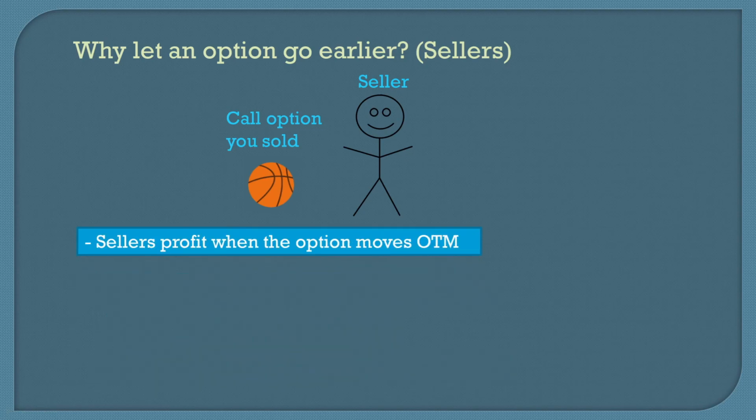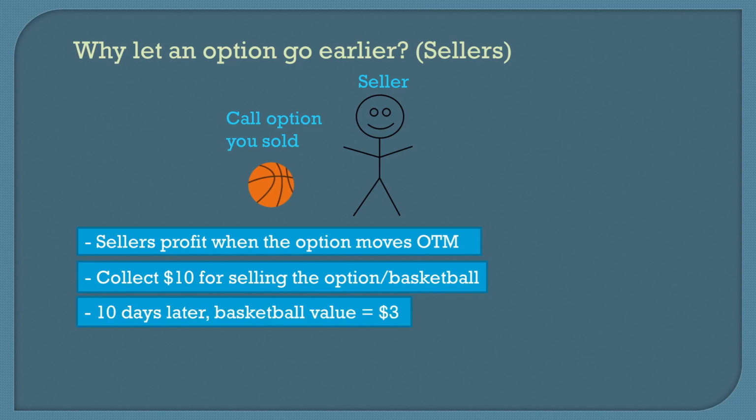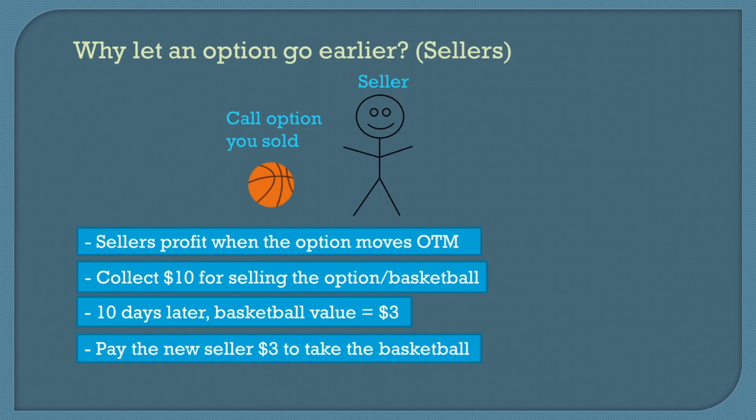Remember a few minutes ago I said, a seller only makes money when the option ends up out of the money. As an option moves more and more out of the money, its value will drop, and this is good for the seller. Here's why. If you collected $10 in premium for selling this call option, say 10 days later, this option moves further out of the money. The value of the basketball falls to $3 and you decide that you want to exit this transaction early. So to get someone else to be the seller, you only need to pay them $3, which is the value of this option at this point in time.